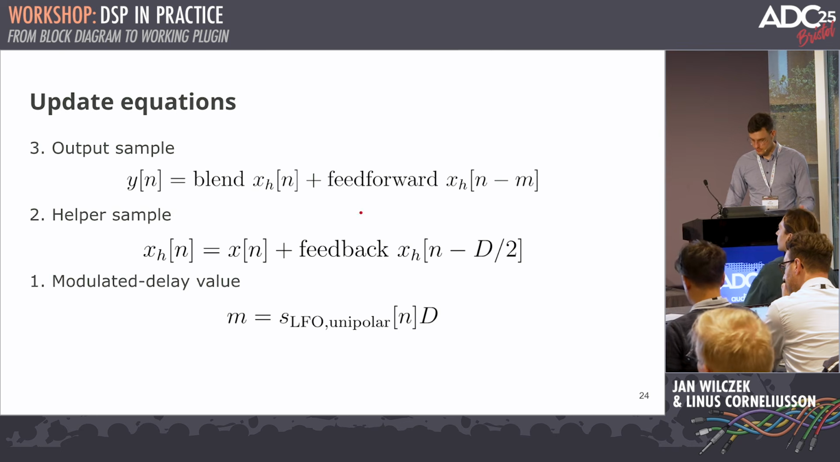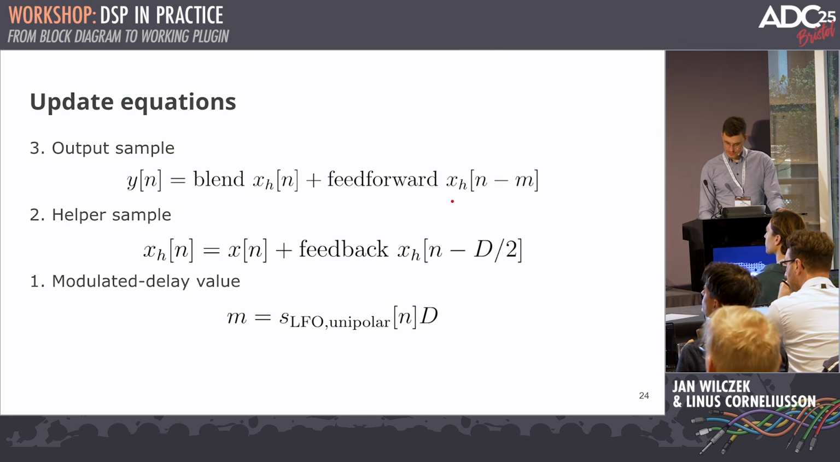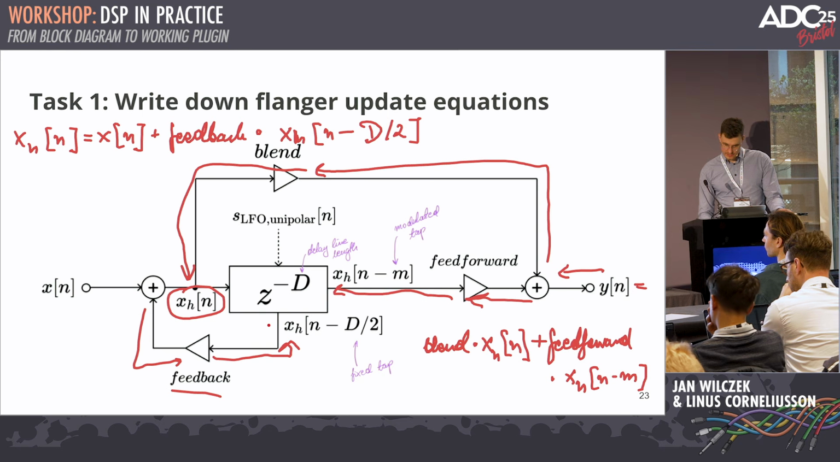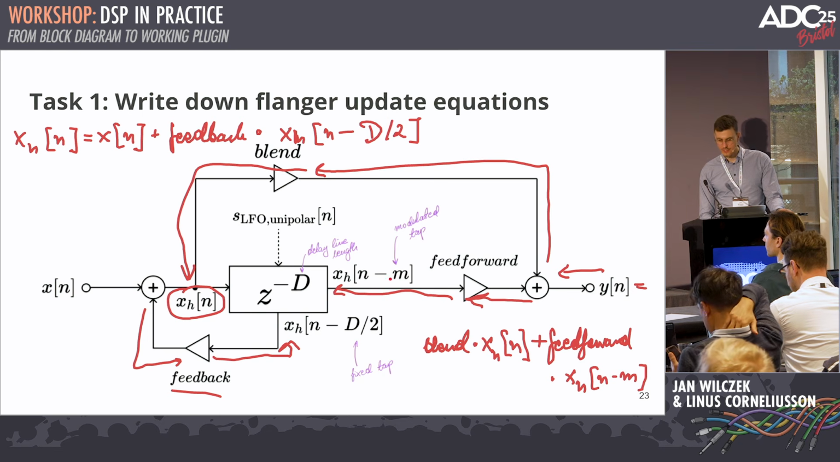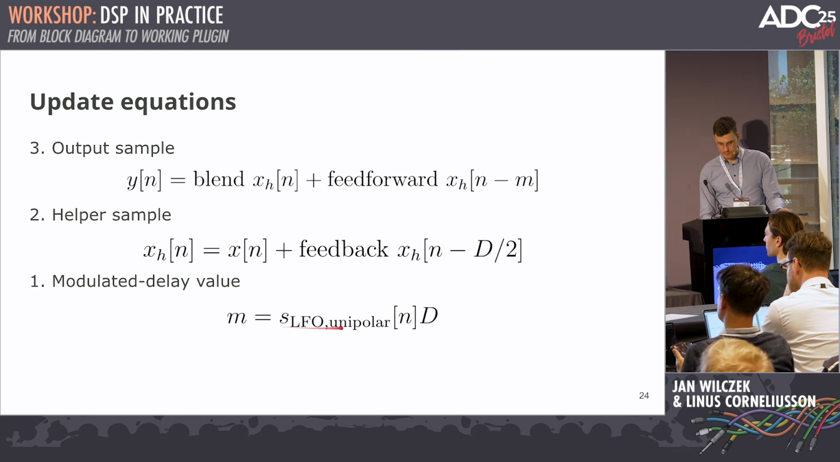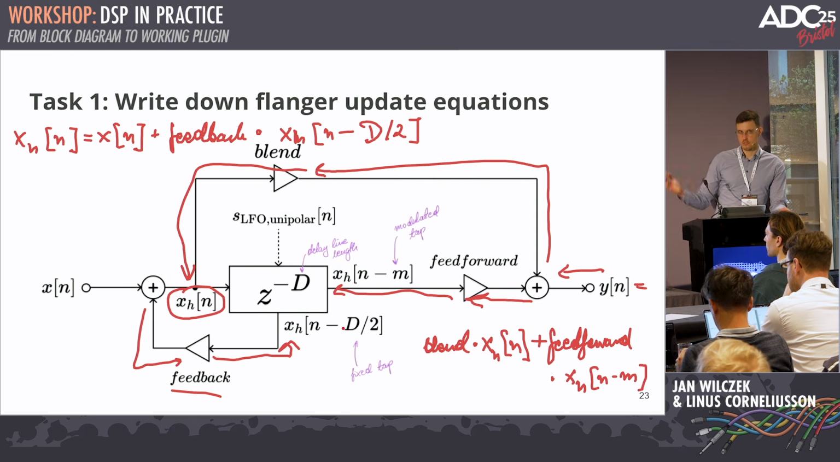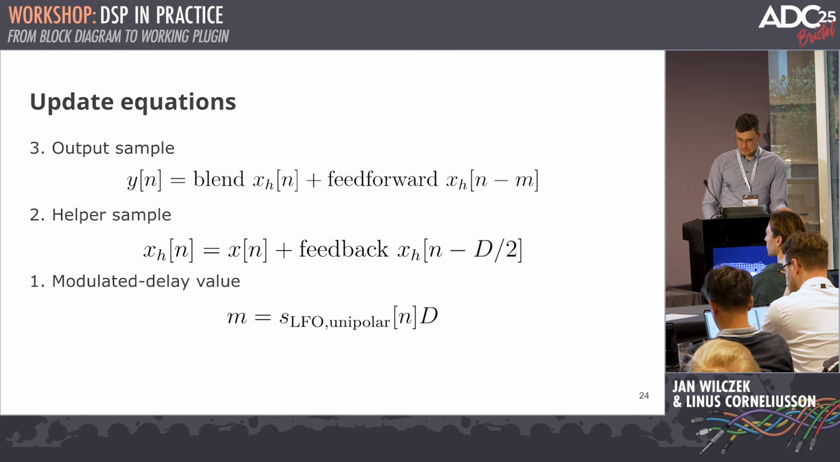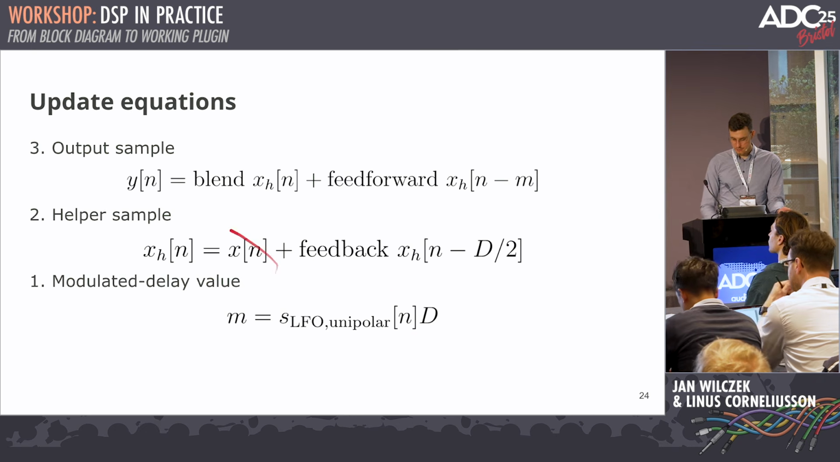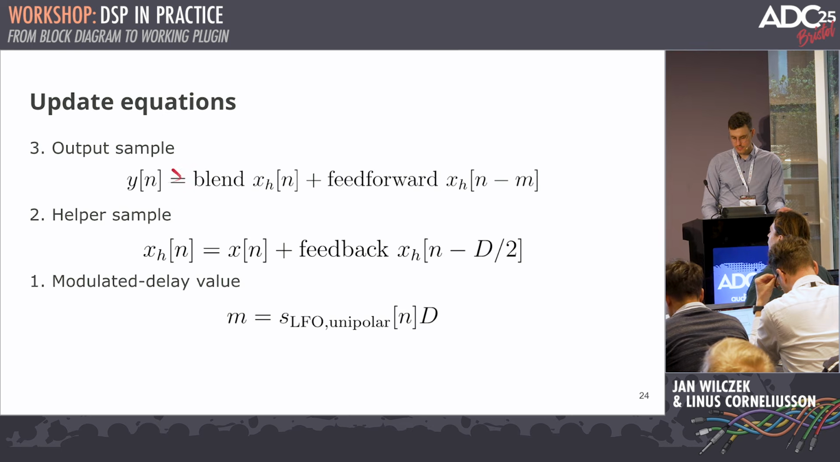We have the one for the output, which is defined in terms of xh. And we have xh in terms of xn and the past xh. And we also have how much we have to delay xh in the feed-forward branch by calculating this m. And note that we moved backward from what we want to achieve. So the order we apply these equations is reverse to the one we obtained them in. So first we calculate the delay, then we calculate the helper variable, and then we calculate the output sample.